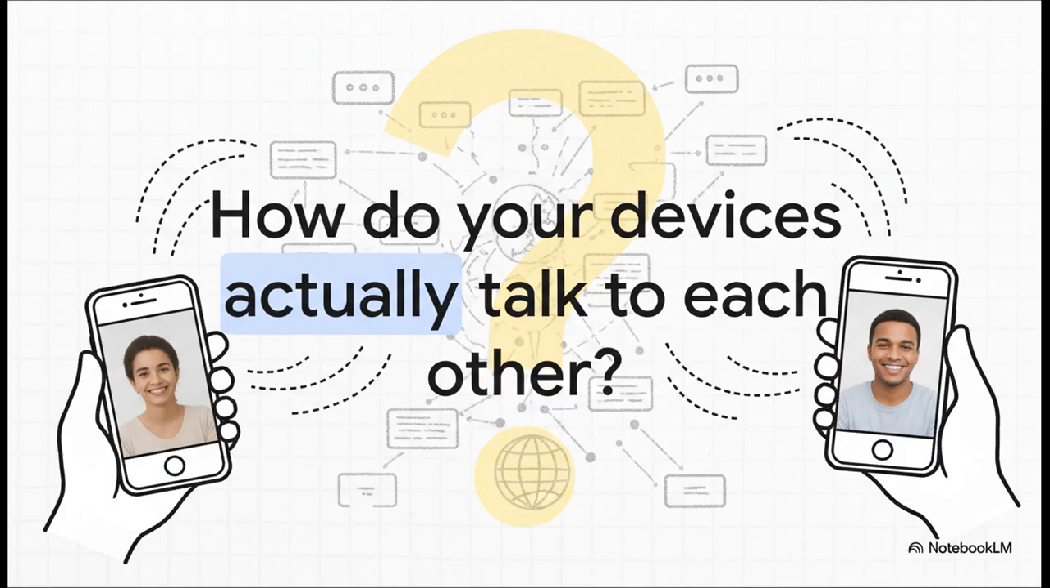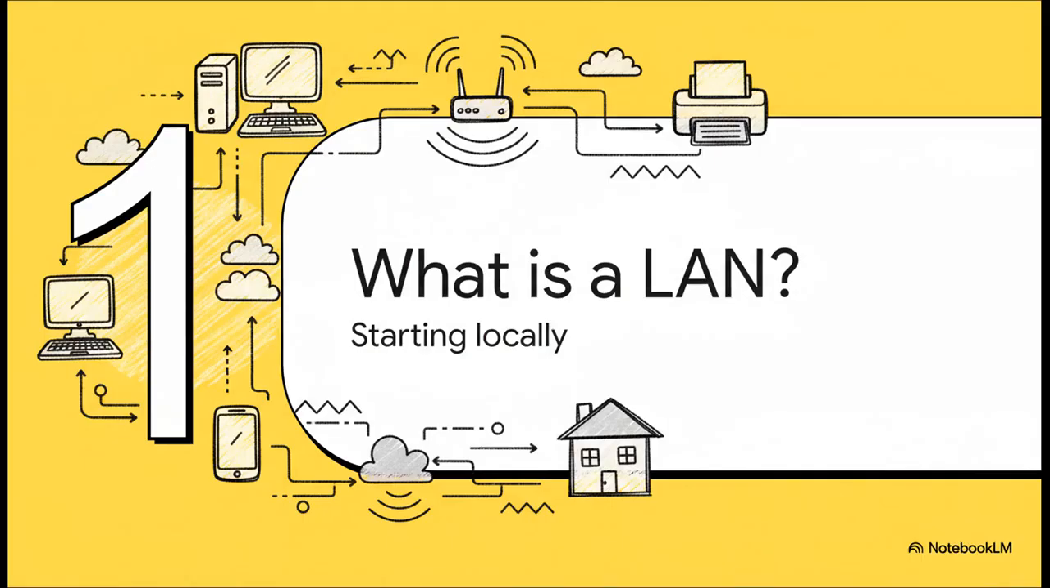I mean, it really does feel like magic. You tap a button and boom, a photo from your phone shows up on your friend's screen. But how? How does that signal actually get from point A to point B? Let's trace the journey that your data takes, starting with the network that's closest to home. And our journey begins locally.